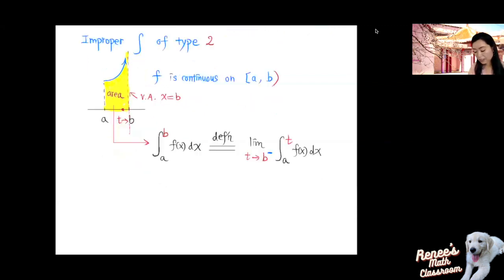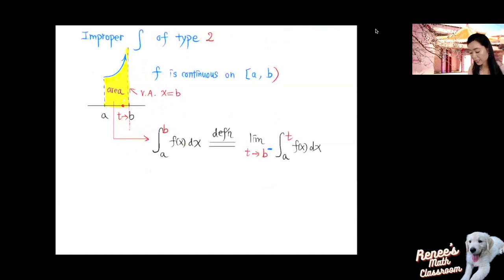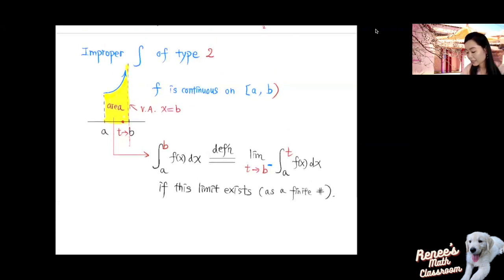Providing that this limit exists as a finite number, we say the integral is convergent. When I say the limit exists, that means it exists as a finite number. So this is the first case, and I'm going to label it case A.